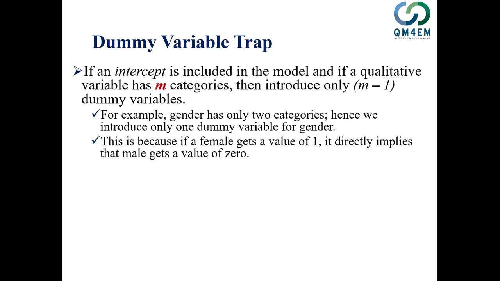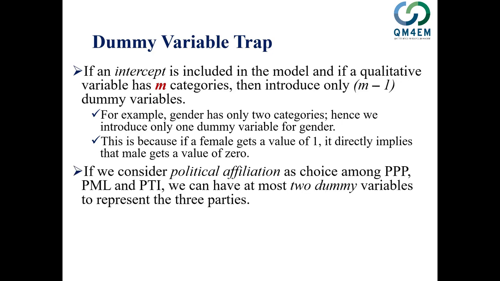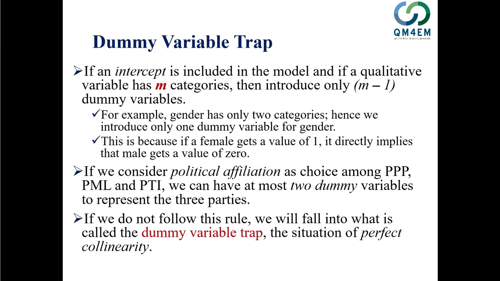Let me introduce another one, I will discuss all the points, by the way. Another one could be political affiliation. Let's say in Pakistan we have just three political parties, the three big ones. So you have three categories, three major parties, and you want to do some analysis related to a person's political affiliation. Then you can use two dummy variables to represent those three categories. All I want to emphasize is that if you have M categories, you have to use M minus one dummy variables. But that condition holds when you are using an intercept term in the model.